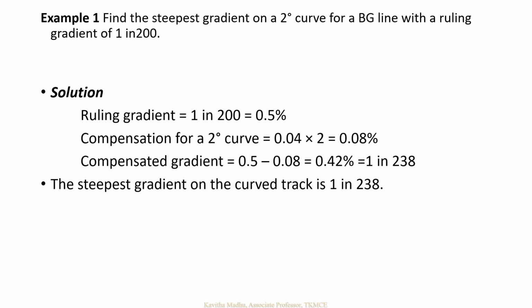The compensation required for a 2-degree curve is 0.04 percent per degree of the curve, which means 0.08 percent. The compensated grade will be the ruling gradient minus the compensation for the 2-degree curve, which is 0.08. The difference between them will give you the compensated grade, which is 0.42 percent, or I can write that as 1 in 238. So the steepest gradient that can be provided on a 2-degree curve is 1 in 238. Even though it is specified as 1 in 200, we cannot provide that ruling gradient because of the curve that is coming there. So we have to reduce the gradient to 1 in 238.